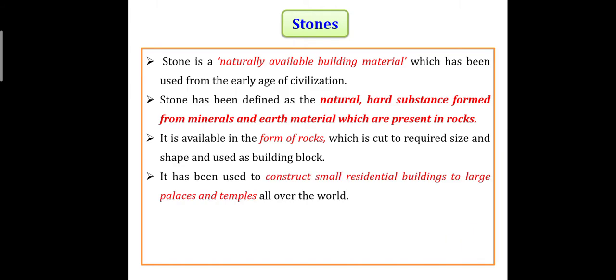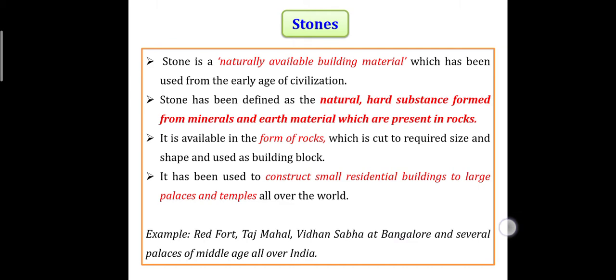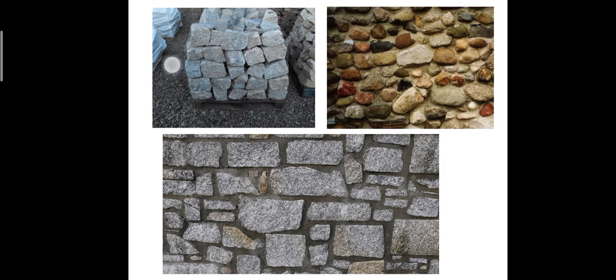The rocks are cut into the required shape, and those are stones, and the stones are used as building blocks. In olden days they were used for residential purposes, and also for large temples and palaces. The Taj Mahal is made of the stone marble, and the Red Fort is made of the stone quartzite. So there are different stones, and different stones contribute to different structures in the olden days. These are some of the pictures of stones.